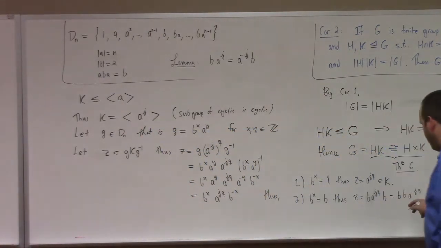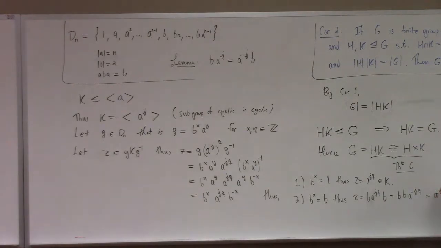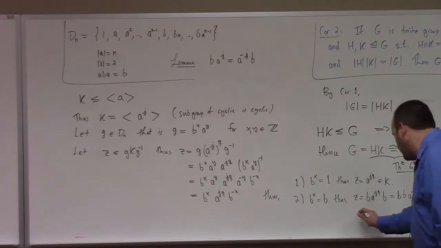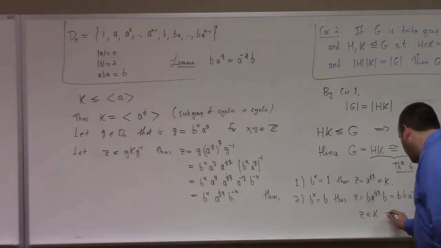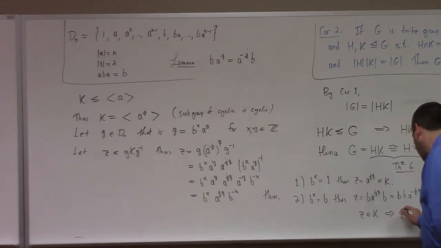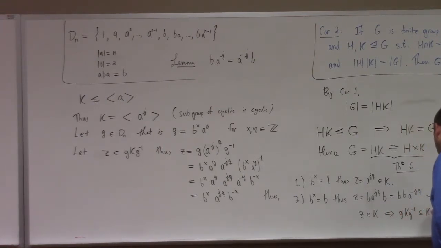And so if BB is otherwise, known as, there you go, a to the minus jq, which of course is an element of k again. So in other words, z, however you slice it, z is an element of k, which then implies, of course, that G K G inverse is a subset of k, which tells me that k is normal in Dn. Does that make sense?